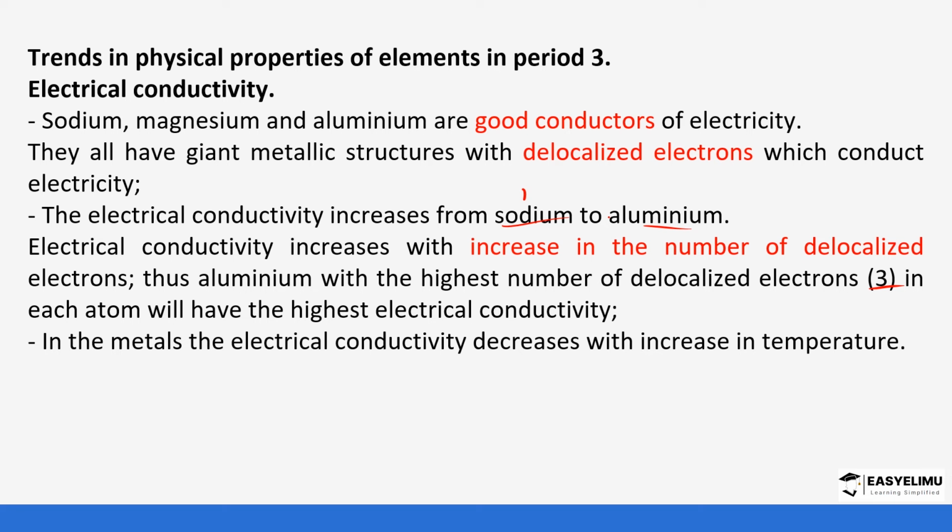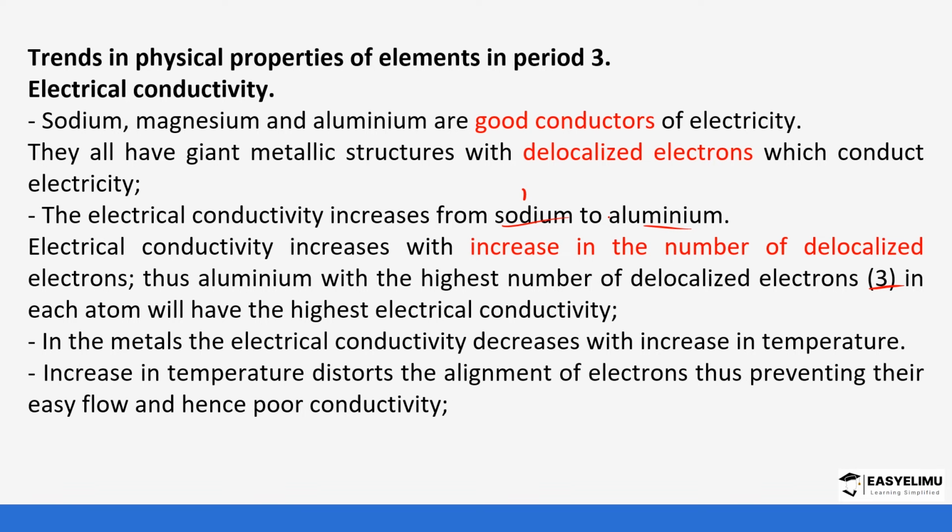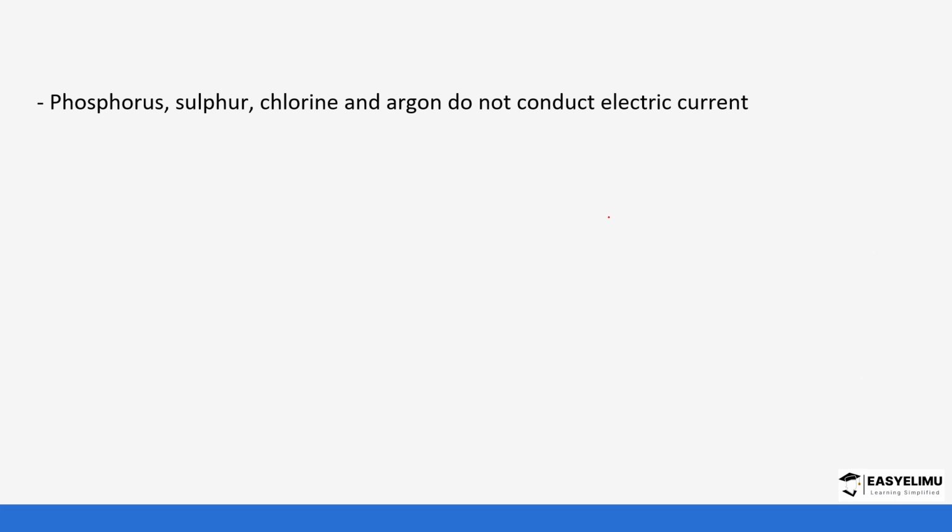In the metals, the electrical conductivity decreases with increase in temperature. So when the temperature increases, conductivity reduces. The reason why this happens is because temperature usually distorts the alignment of electrons, so it prevents an easy flow of electrons or electricity, which causes poor conductivity.